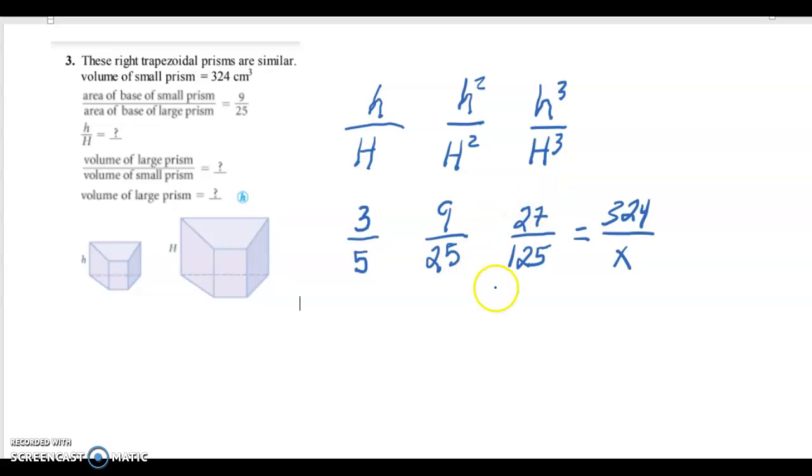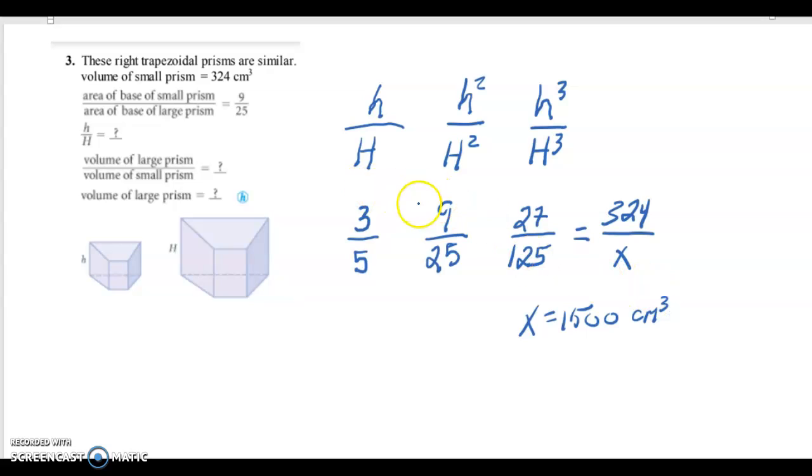So once we know our volume proportion, or the relationship between the volumes, which was based on the relationship between the edges, which was based on the relationship between the area of the bases, we can then solve, and if you work out 125 times 324 divided by 27, you'll find that x is equal to 1,500 centimeters cubed.